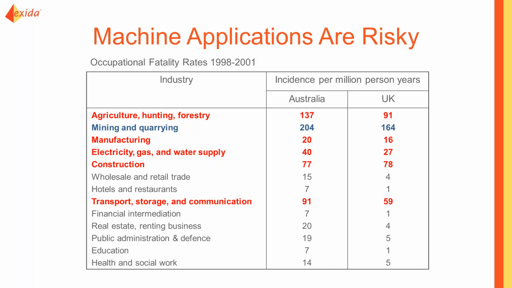Similar data, this is data from Australia and the UK, and this is fatalities by different industries. So you can see mining and quarrying is particularly dangerous. And this is a fatality rate per million years in the industry. So there is data out there, and that can be gathered and used to inform a company in setting their tolerable risk guidelines.